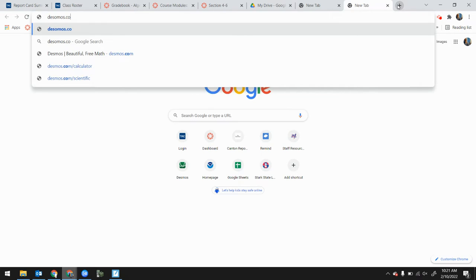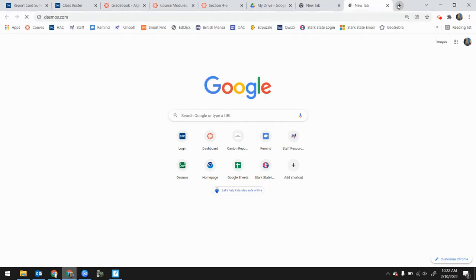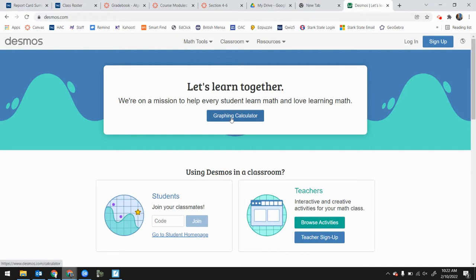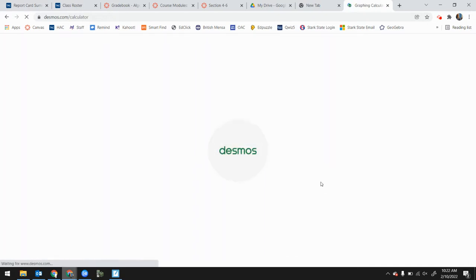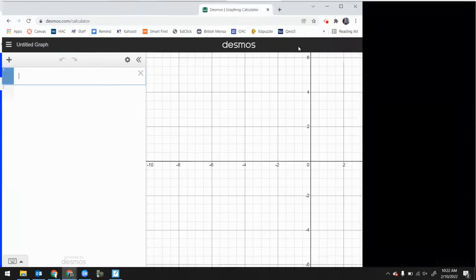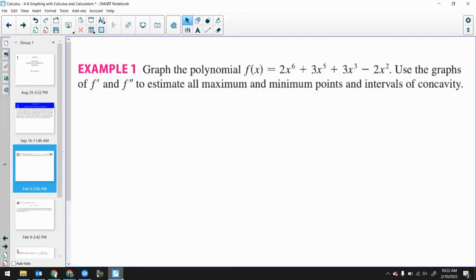Desmos.com. It's going to bring me to desmos.com/calculator. Even if you just go to Desmos or just Google it, you want to click on this graphing calculator here. I'm going to bring it out. There we go. All right, so here's our first example.